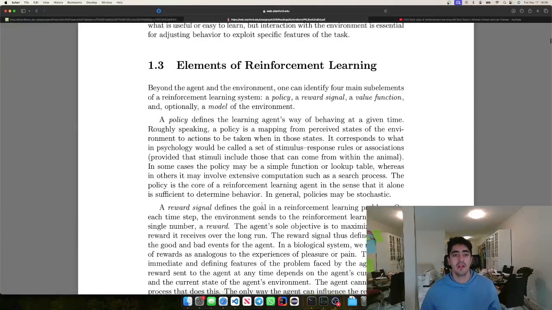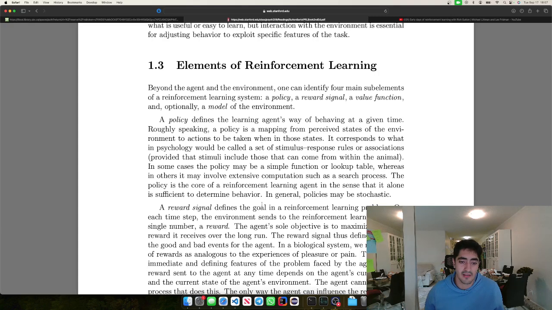Examples 1.3. Beyond the agent and the environment, one can identify four main sub-elements of a reinforcement learning system: a policy, a reward signal, a value function, and, optionally, a model of the environment. A policy defines the learning agent's way of behaving at a given time. Roughly speaking, a policy is a mapping from perceived states of the environment to actions to be taken when in those states. It corresponds to what in psychology we would call a set of stimulus-response rules or associations, provided that stimuli include those that can come from within the animal.